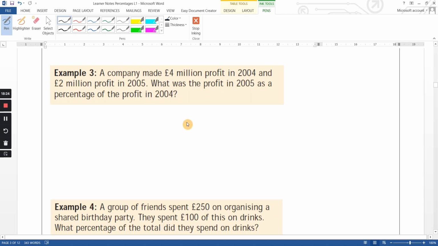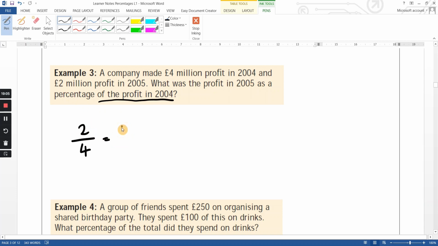Example 3, a company made £4 million profit in 2004 and £2 million profit in 2005. What was the profit in 2005 as a percentage of the profit in 2004? So when it says this, that's your big clue to tell you that's your denominator. So the profit in 2004 was 4 million. So I'm just going to write them as numbers. So it's out of 2004, and so what was the profit of 2005? Well, that was 2 million.